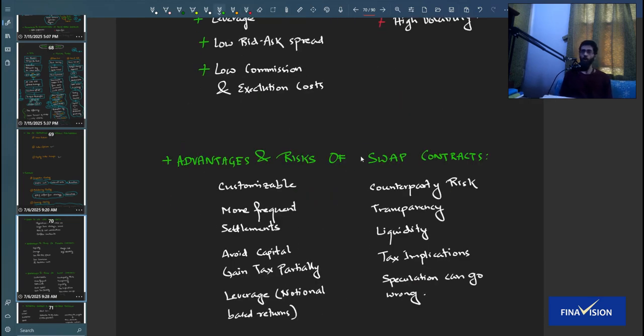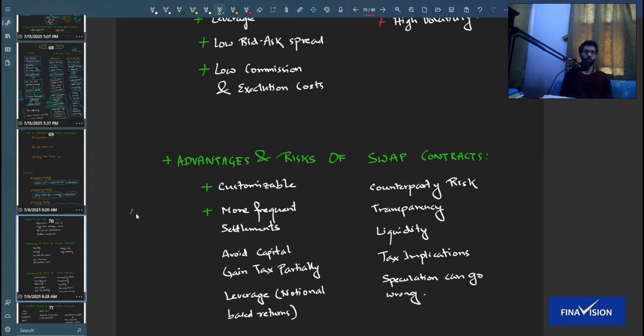Advantages and risks of swap contracts. So the first advantage is it is customizable. Because swap is an OTC contract, it is highly customizable. More frequent settlements. Futures has a single expiry. Option may also have, especially if it's a European option, then it'll have one single time segment, right? But swaps are periodic payments.